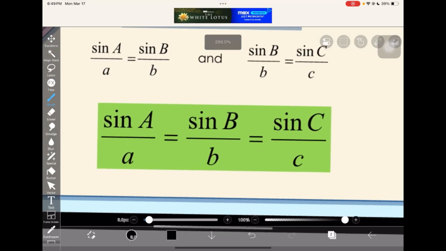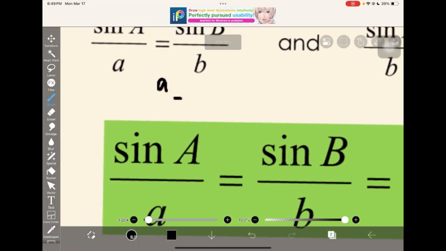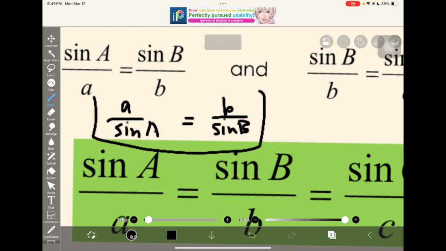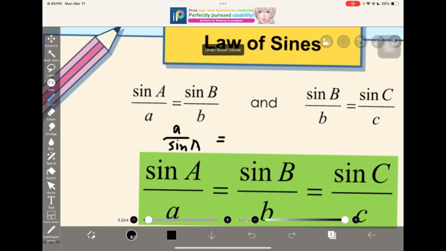Learning from proportion, it basically states that sine of A over A, so sine of angle A over side A, is equal to sine of angle B over B, and so on. An alternate form can also be made here where A sine of A is equal to B sine of B. This is also an acceptable form, and either way is convenient because you will get the same answer no matter which way you choose.